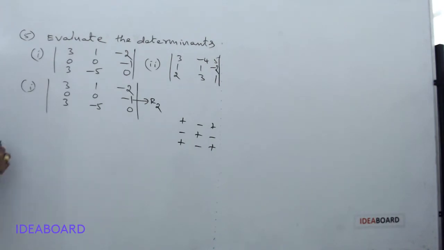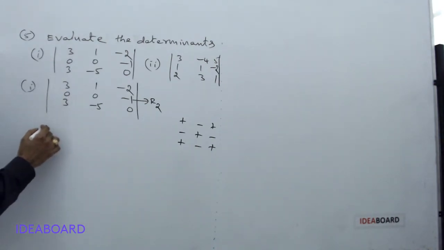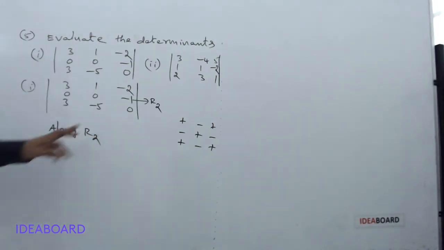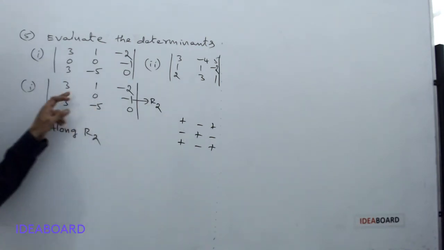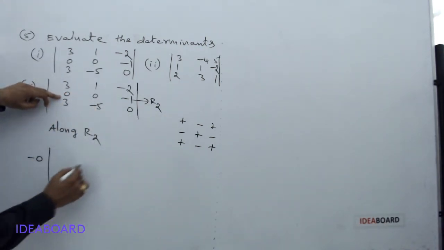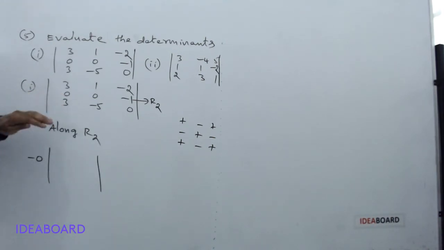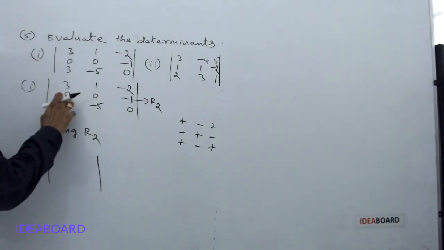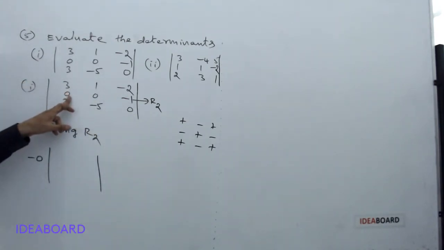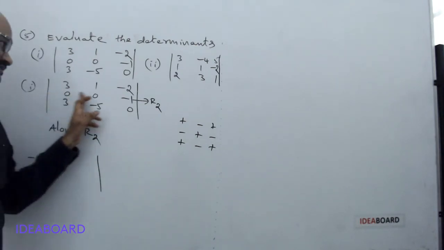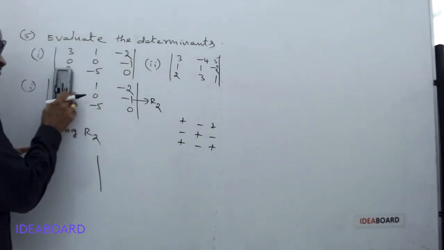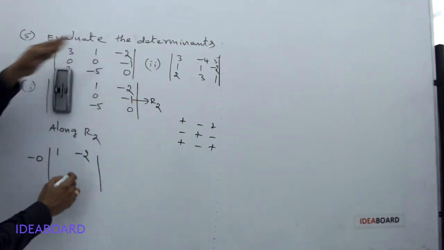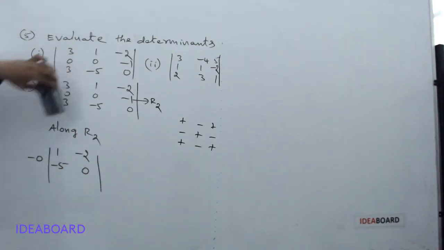First we have to write along R2. We are having the sign minus. So minus 0 into minor of 0. The minor of 0 is we have to remove the element 0 lies in second row and first column. So close this. This one also close it. So the remaining elements are we have 1 minus 2, minus 5 0.